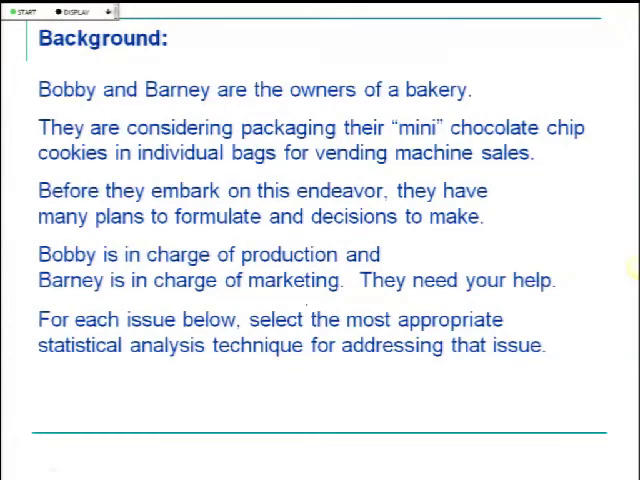All right, so we've got Bobby and Barney. They are bakers, and they're thinking about packaging their mini chocolate chip cookies into individual bags and putting them in vending machines. But before they decide to do that, they've got a lot of questions. They have some theories they want to assess. They have some decisions to make in production and marketing. And for each issue, we have to decide which of our 5 scenarios, proportions versus means, paired versus independent, is the right one to use to address their research question.